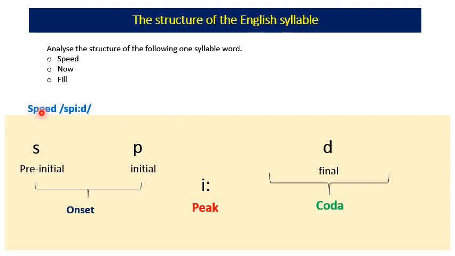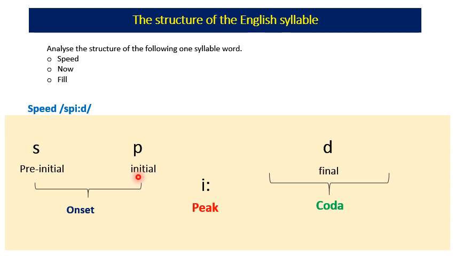So the word speed is transcribed in this way. As you can see, we have only one vowel, preceded by two sounds and followed by one sound. As long as the first sound is the S sound, the first part in the onset is pre-initial, and the next one, the P sound, is initial. So it's a matter of process.